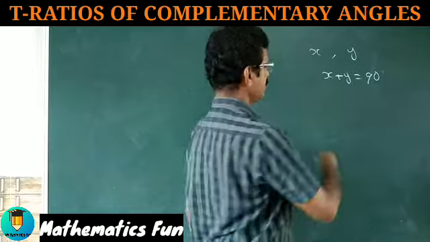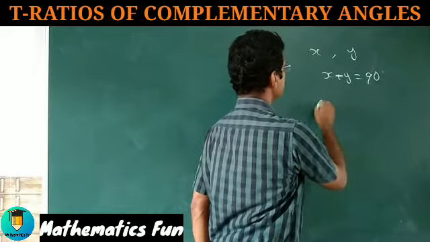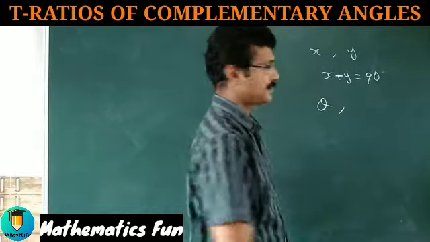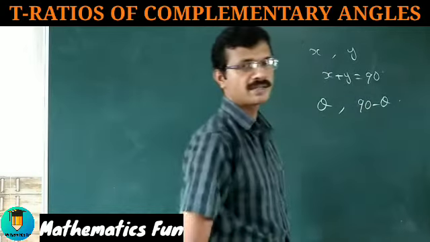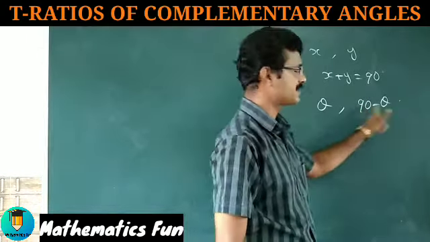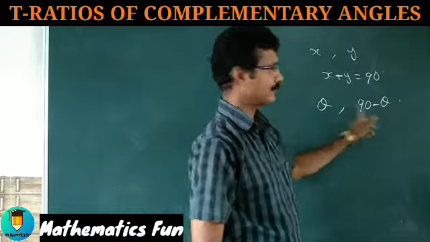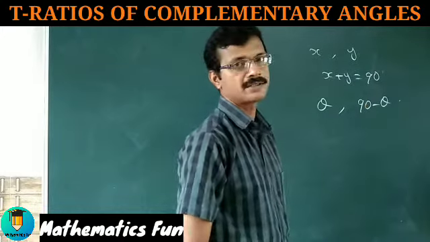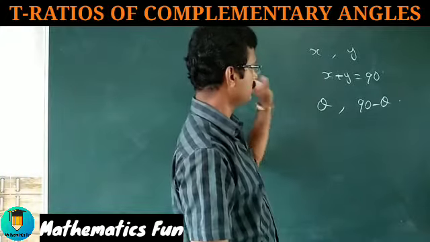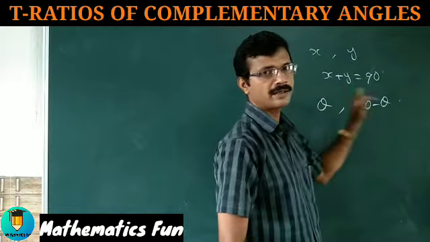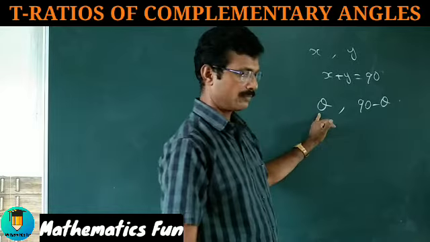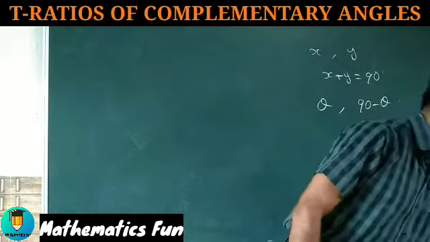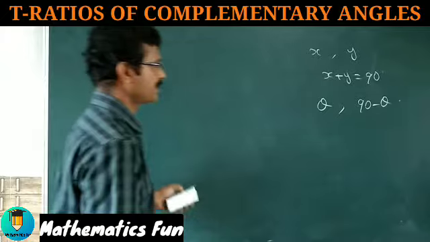In another way, we can say that if one angle is theta, naturally the complementary angle to this one is 90 minus theta. Theta and 90 minus theta are complementary angles because their sum is 90 degrees. So in this part we will be discussing theta and 90 minus theta, and some relationship between these two with the help of trigonometry. That's the thing we are going to find out.